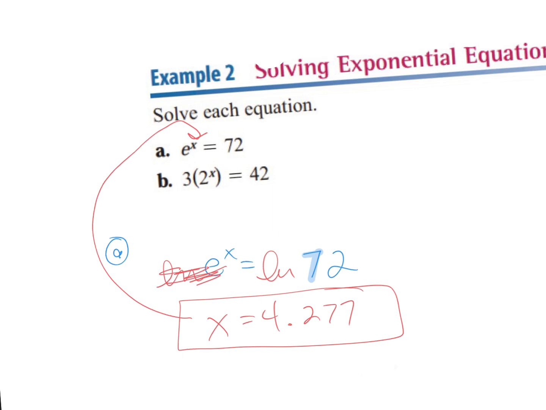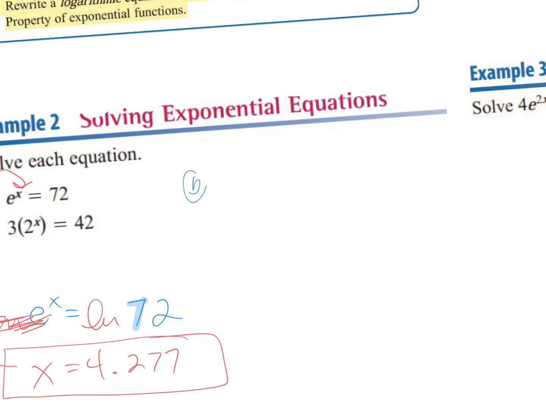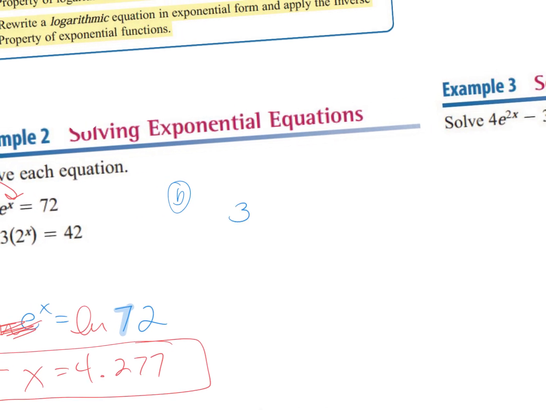Let's look at B. We're just going to solve a bunch of equations today. B says 3 times 2 to the x equals 42, right? Let's do the same thing. First thing I'm going to do is highlight or circle my function. Is there anything being added, subtracted, multiplied, or divided? Yes, the 3 out in front. I'm going to divide both sides by 3. Now I have 2 to the x equals, what's 42 divided by 3? 14. So now my function's by itself.